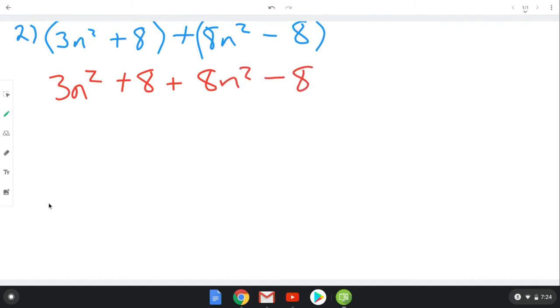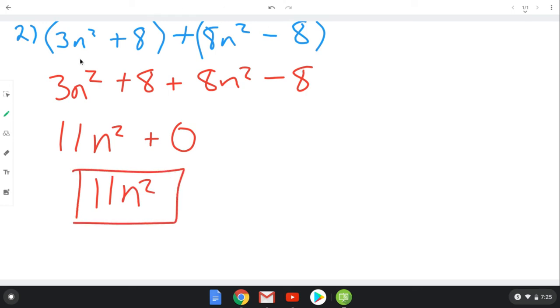And now I can just combine the things that have the same power. So this is an n squared term and this is an n squared term, so I can just add these. So I get 3 plus 8, I get 11n squared. And then I can add the constants. So I get 8 minus 8 is 0. So my final solution is just 11n squared. So I can combine the things that have the same power. That's always going to be our rule here when we're adding and subtracting polynomials.